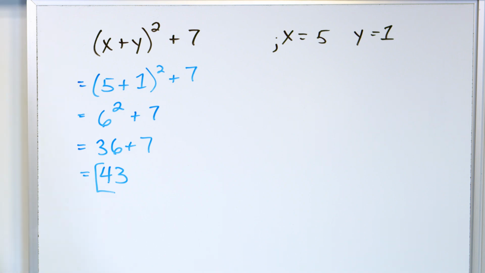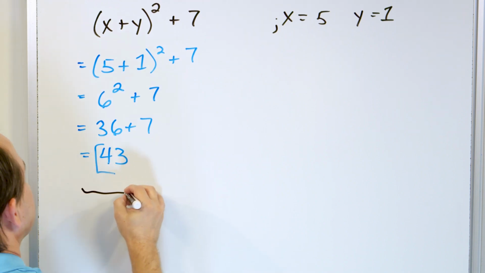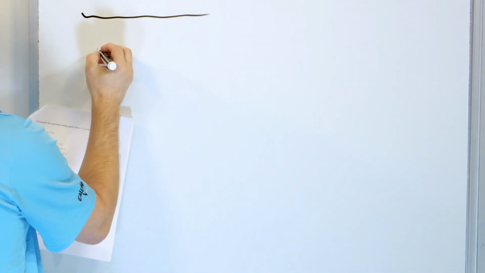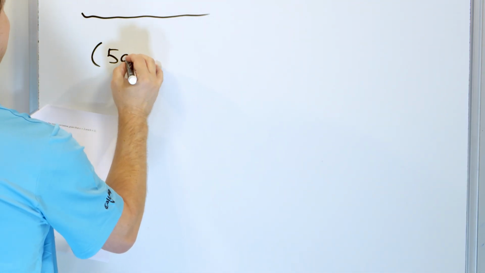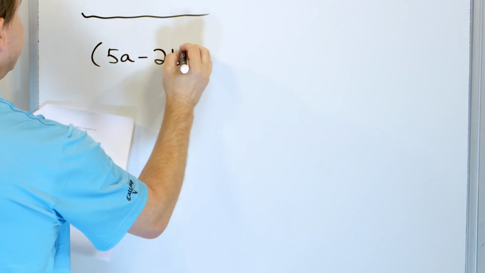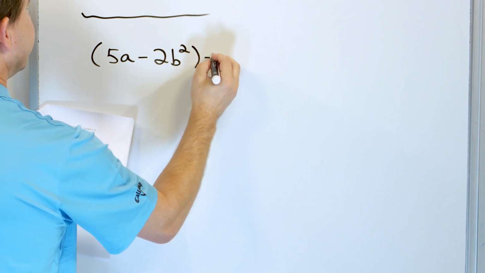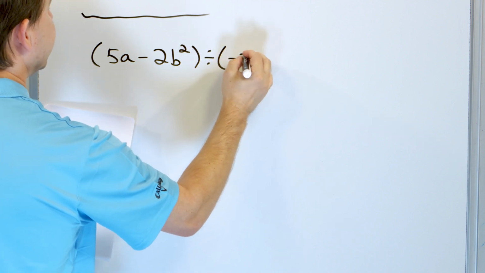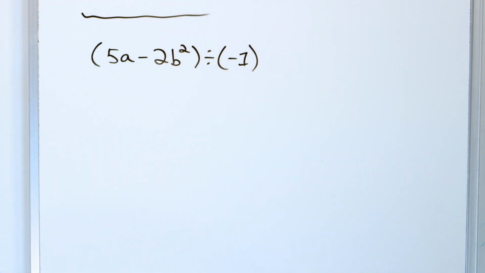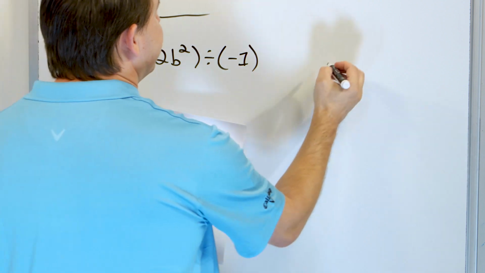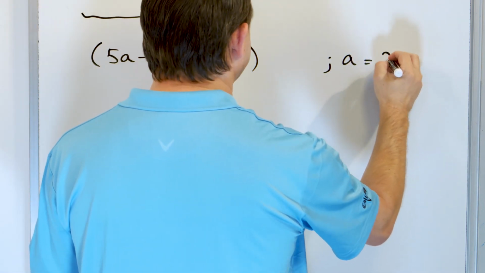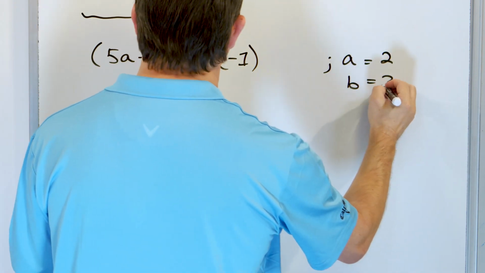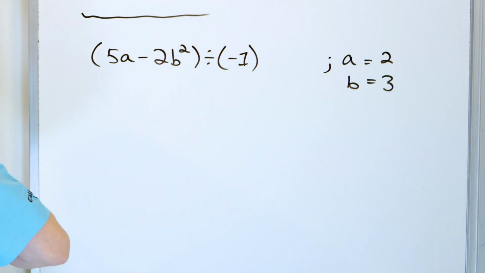All right, making good progress. Let's tackle problem number 4. Let's say we have a larger expression, 5 times a minus 2 times b squared, and we're going to divide that by -1. So I'm going to give you that a is equal to 2, and also that b is equal to +3.